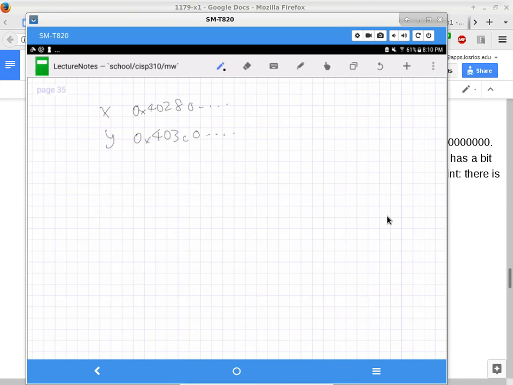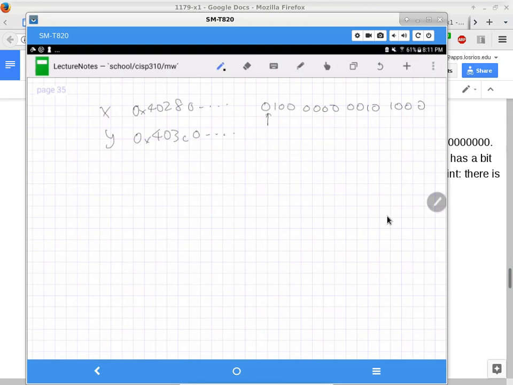So in this case, we have 4028. 4 is 0100, 0 is 0000, 2 is 0010, and 8 is 1000. If you think it might be helpful, you can also make your own hexadecimal to binary conversion table. I just so happen to supply that with this particular exam, but don't count on it, okay? Anything that you think might be helpful, bring it yourself, okay? Self-sufficient is a good thing.